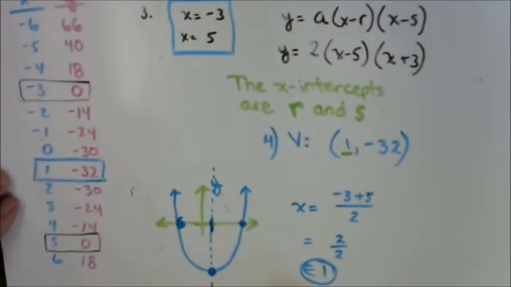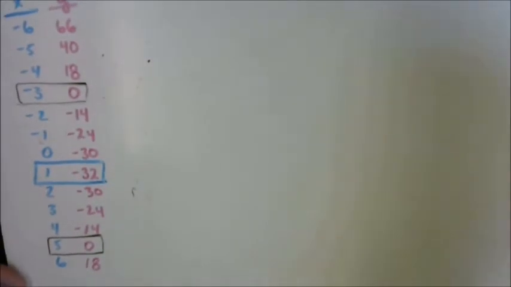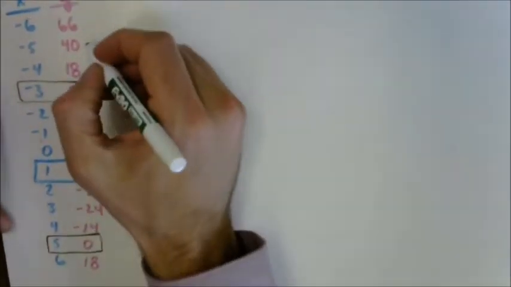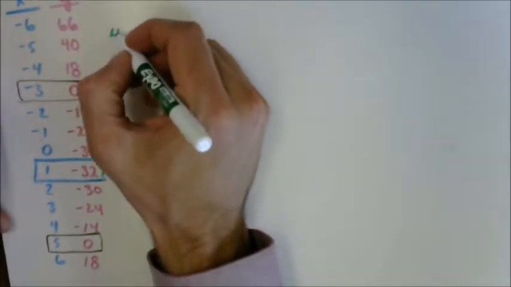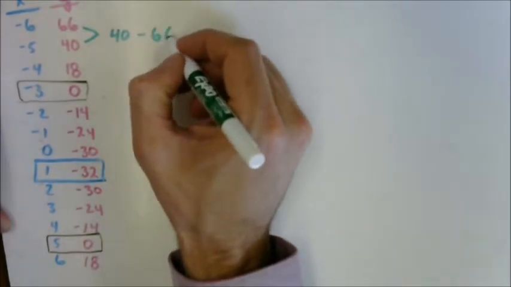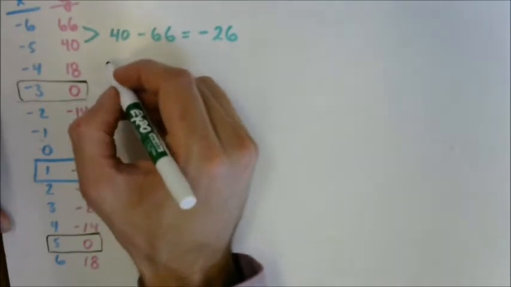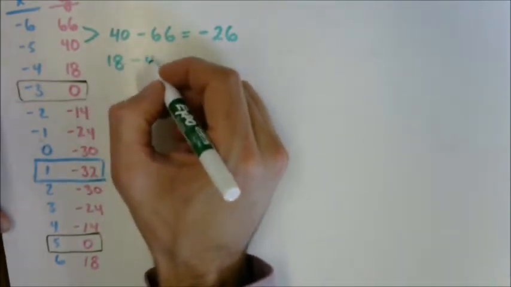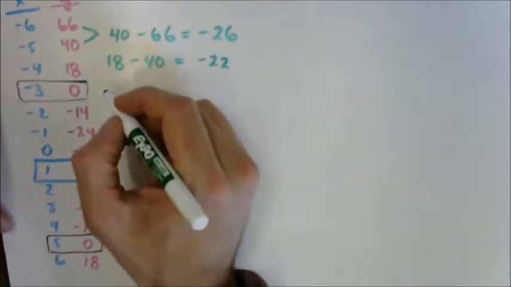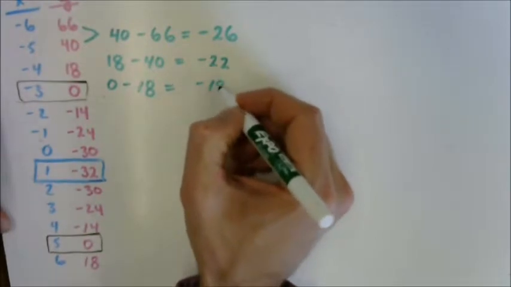Good, let's look at our first differences. Let's go back to our chart, and you have a column there for first differences. Who remembers how to do first differences? Take the second one minus the first one. Good, so all we're doing is looking at our y values. We're taking the second one, which is 40, subtracting 66, making negative 26 our first difference there. Same thing between these two: 18 minus 40 is negative 22. 0 minus 18 is negative 18.